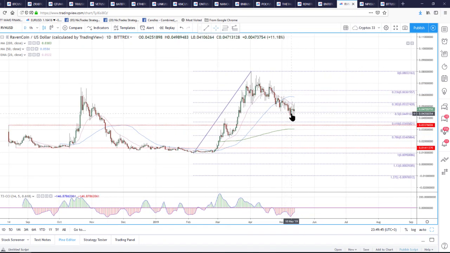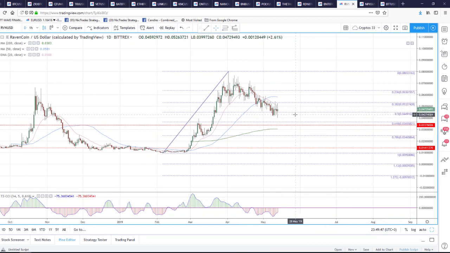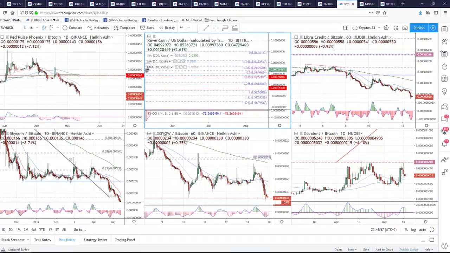We've had a week at this level. It's time we found support soon, I think, in Raven. So yeah, you haven't lost any load of money being in Raven. I think a little bit lower and we should find some support, but not yet.